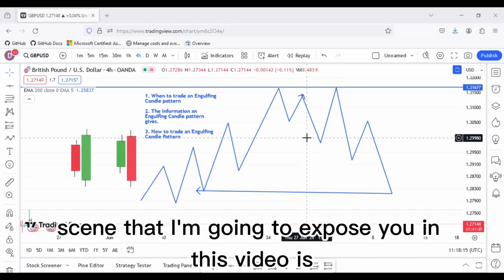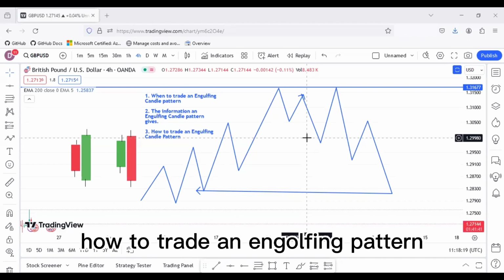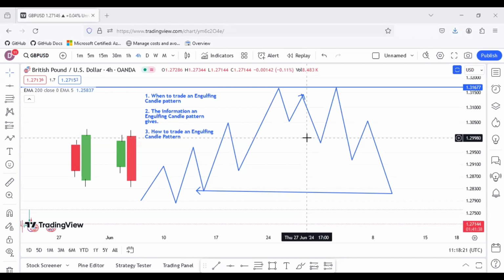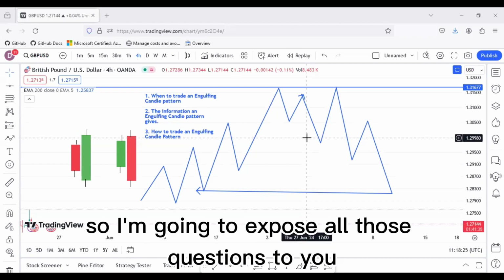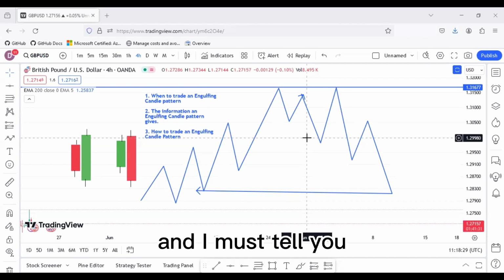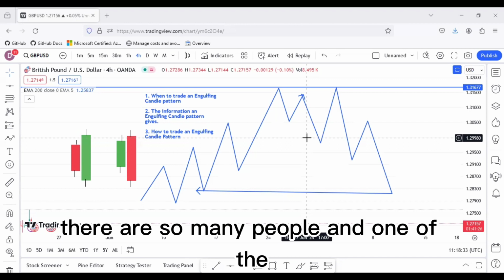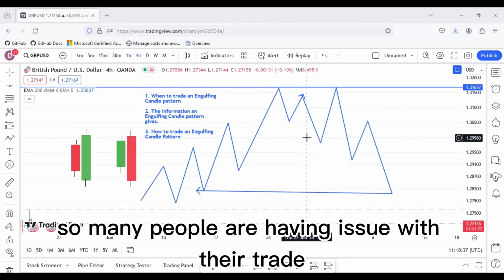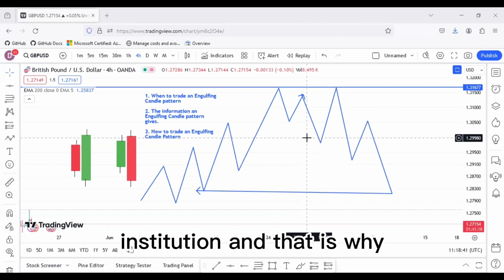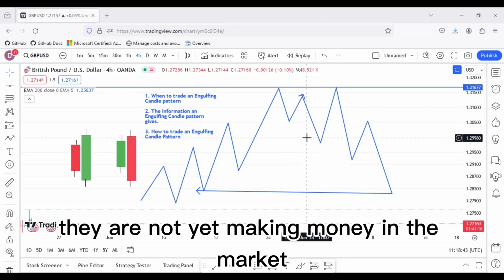And the third thing that I'm going to expose to you in this video is how to trade an engulfing pattern. How do you trade an engulfing pattern? So I'm going to expose all those three things to you. And I must tell you, one of the reasons that I'm doing this video is because I realize that so many people are having issues with their trade execution, and that is why they are not yet making money in the market.